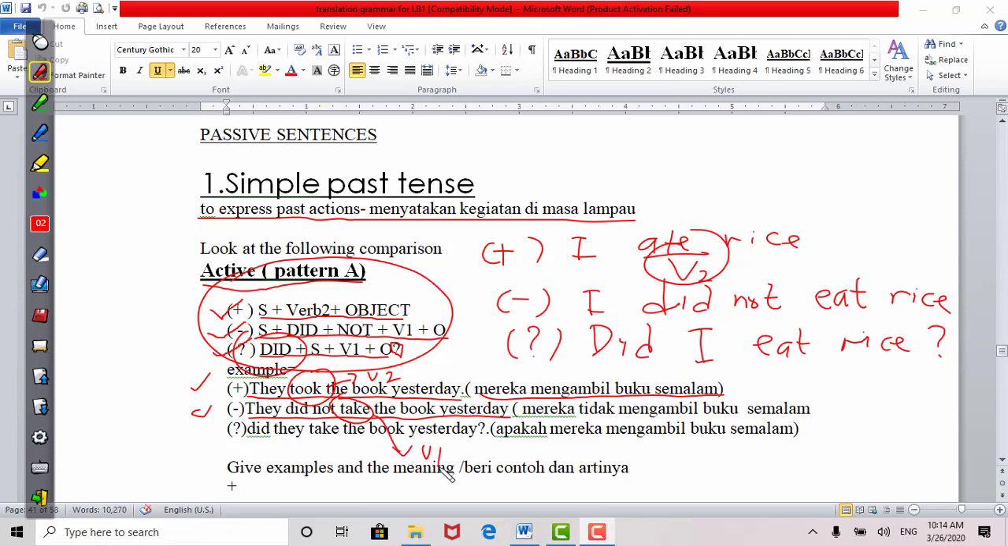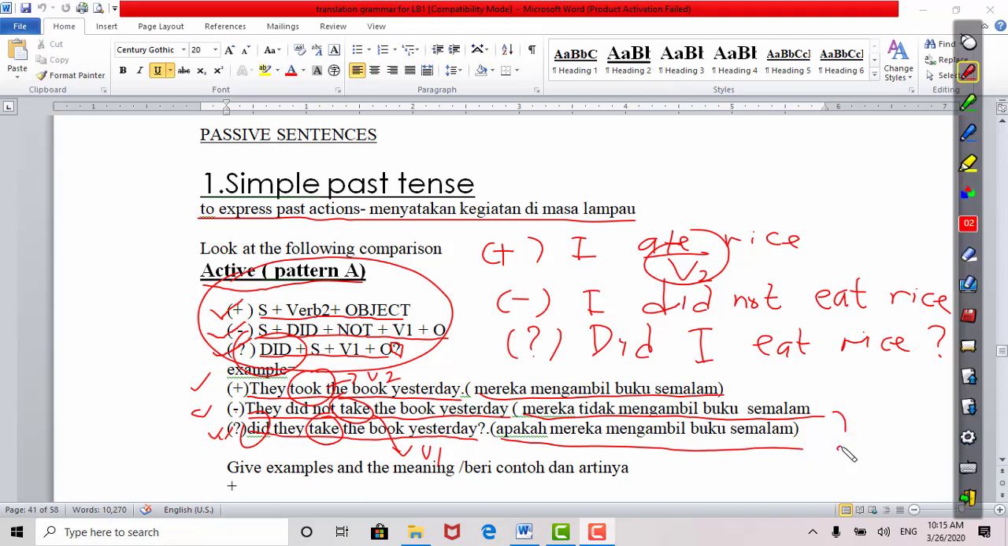Okay? The meaning in this: they did not take the book yesterday. Mereka tidak mengambil buku semalam. And then now this question. Did they take the book yesterday? Look at did first, using verb 1. Okay. The meaning is apakah mereka mengambil buku semalam? Don't forget the question mark. Alright.